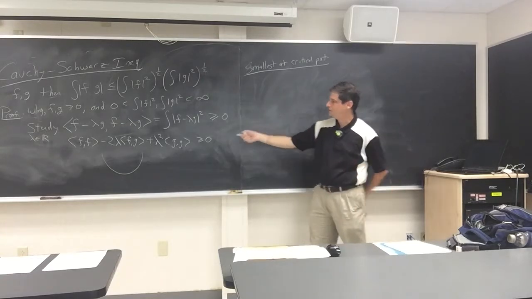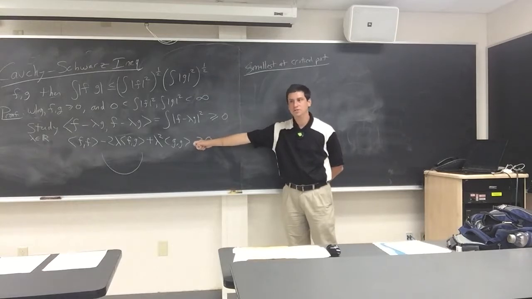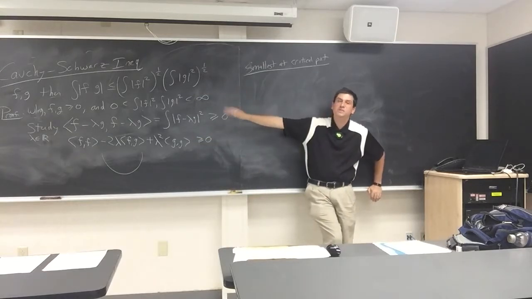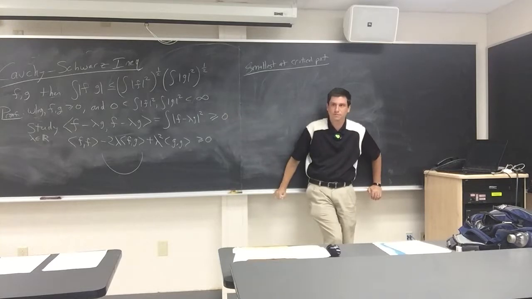Here we know that this g dot g is positive. Notice now how important it is that we've done some of the simplification before. We know that g dot g is non-negative. In fact, we know that it's positive. We know that it's not infinite. This is a legitimate quadratic.